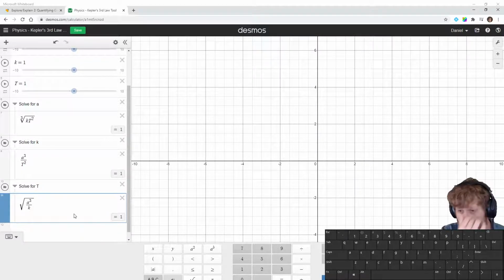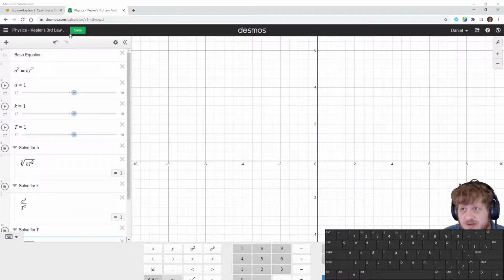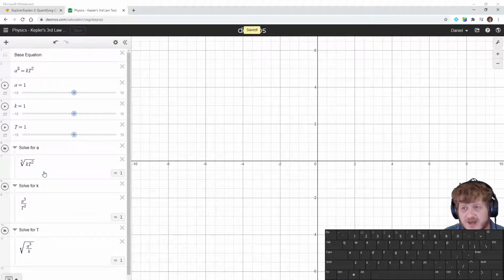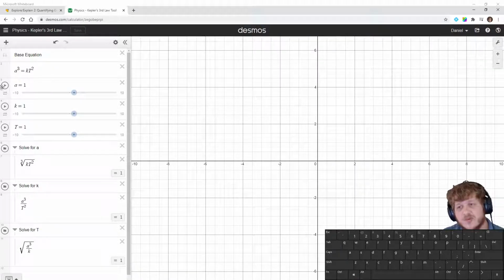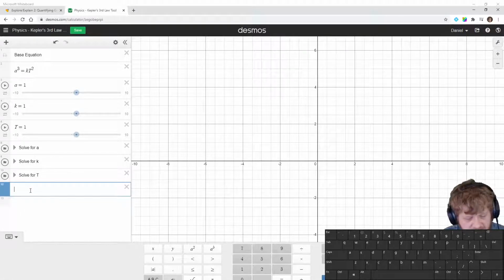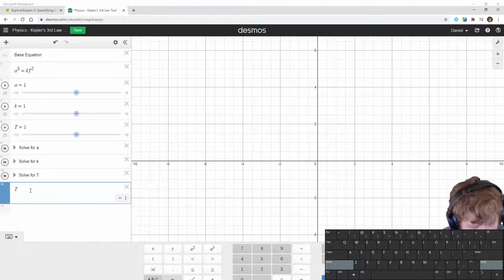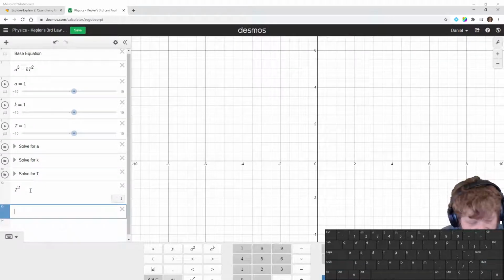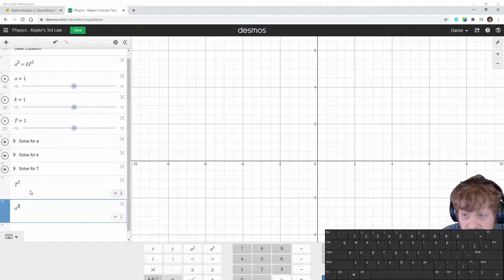So we have our 3 things to solve for: a, k, and t. And so what I'll do now is I'll click save, so then we have that. If we have a problem where we need to use this equation, we can plug in any of our knowns, and as long as we know what we're looking for, we can just open up a folder and have it tell us what the answer is for those particular things. Now, for some of them, you might need to solve for t squared, or also a cubed, so we can even write that here.